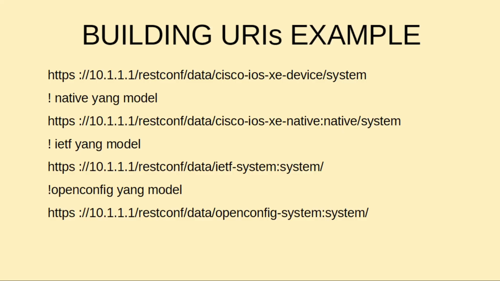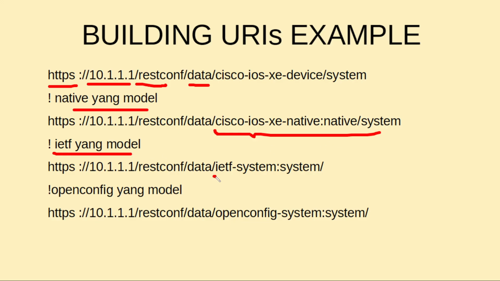Given Restconf is based on HTTP, we need to learn how to build the uniform resource identifiers in order to work with resources on the remote device. We will start with the protocol, then the IP address of the remote device, then we will include restconf and data, and the rest of the uniform resource identifier will depend on the Yang model that we are going to work with. For the native Yang model, we are going to use this format. For the IETF Yang model, we are going to use this format. And for the OpenConfig Yang model, we are going to use this format.